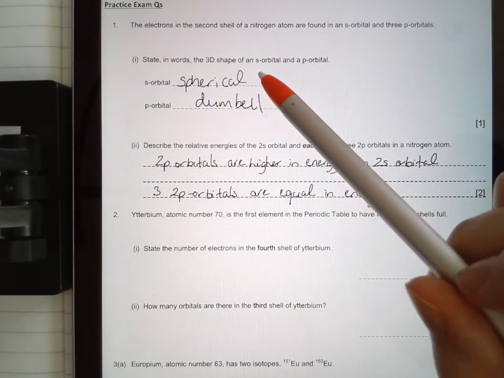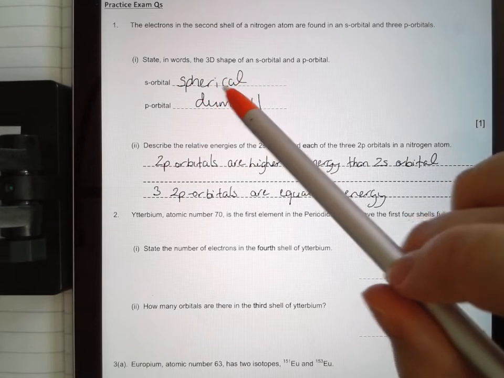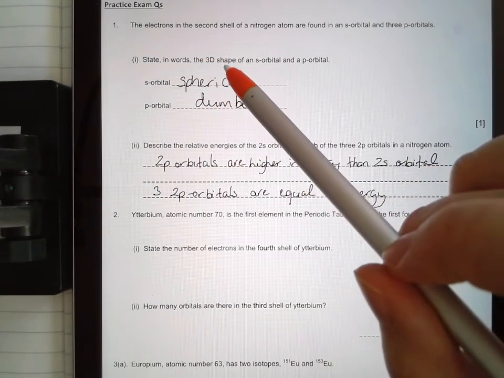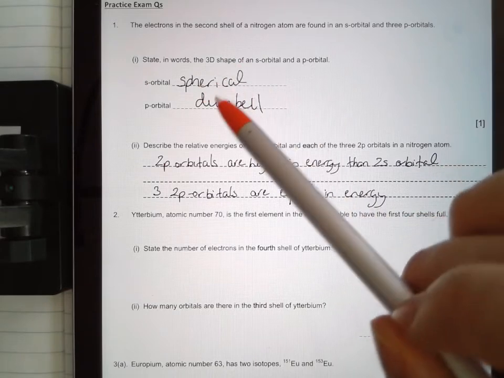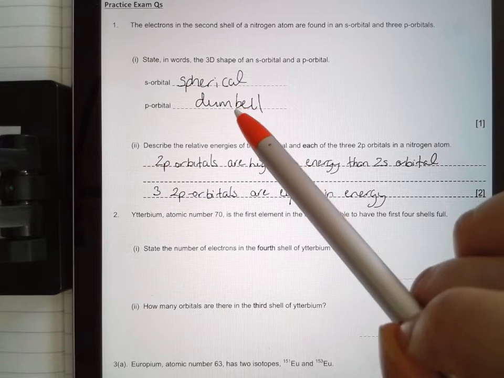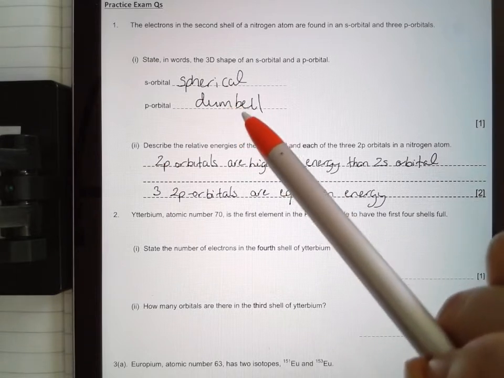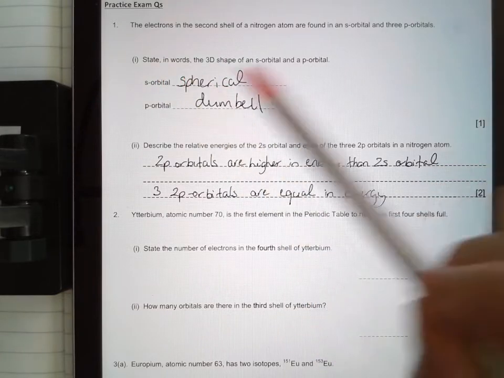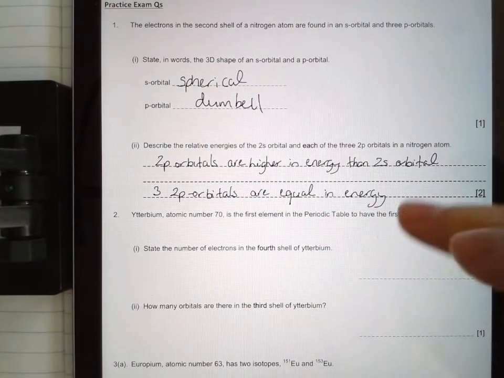If you look back at the mark scheme, the common mistake here was to write circular, okay? You're asked the 3D shape. A circle is not a 3D shape, it has to be spherical. With the p orbital, there are more acceptable answers. So if you didn't write dumbbell, if you wrote figure of 8, they accepted peanut, they accepted hourglass, okay? But you're asked to state in words, so drawing a picture is not going to get you a mark.